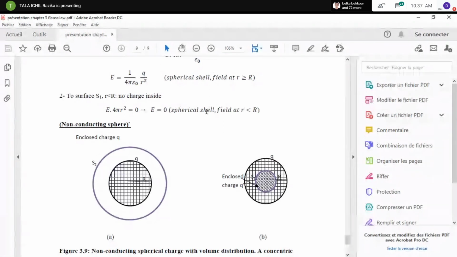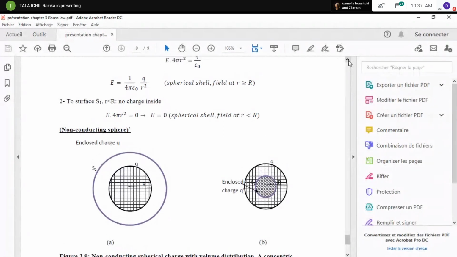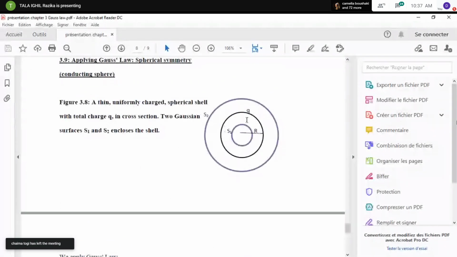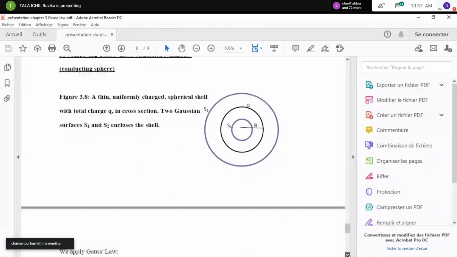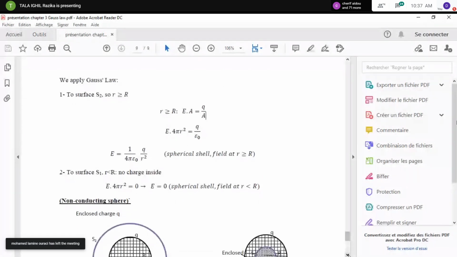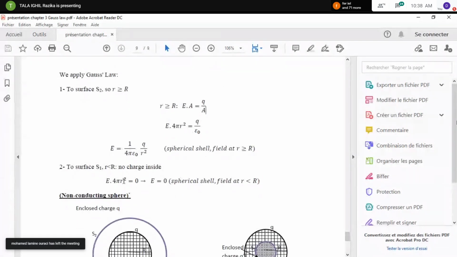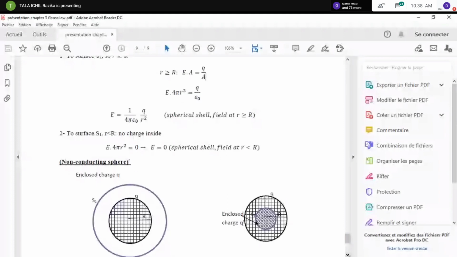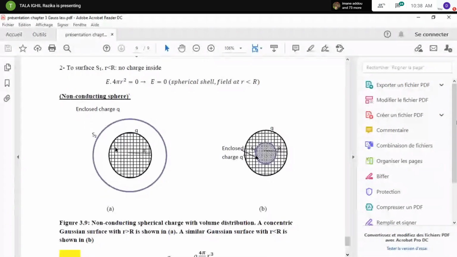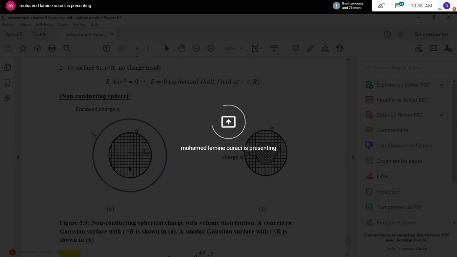If we are inside, you remember that if we have a conducting sphere, there is no charge inside. So the enclosed charge is 0, and directly we write EA, or E 4 pi R square, is 0, and we have E equal to 0. Now if we have a non-conducting sphere, it means that you have charge in the whole sphere.